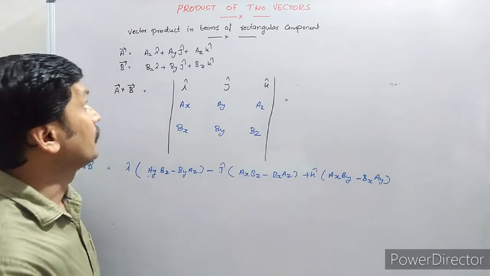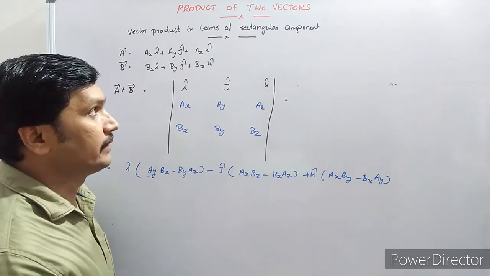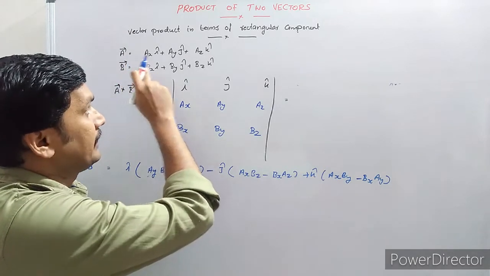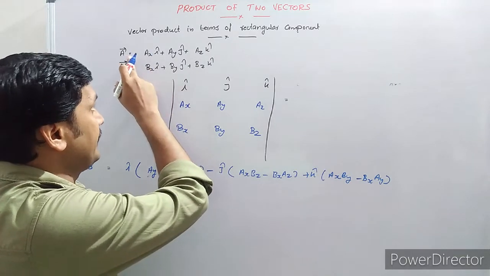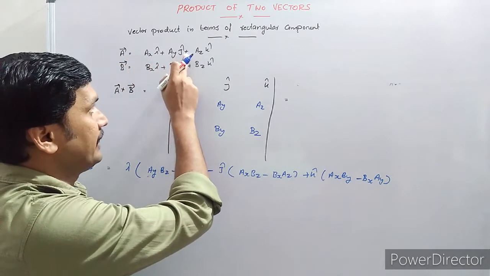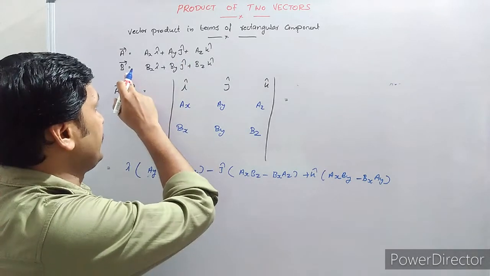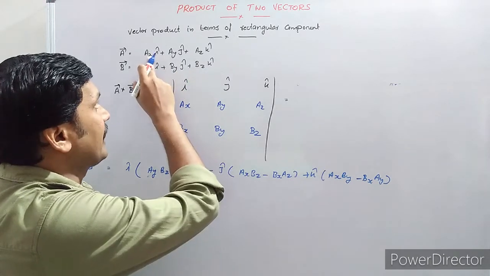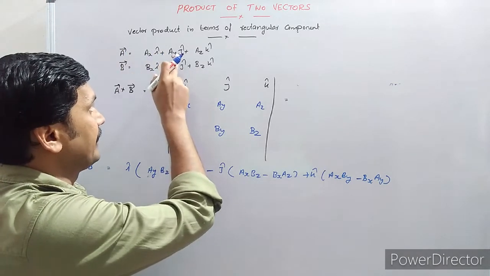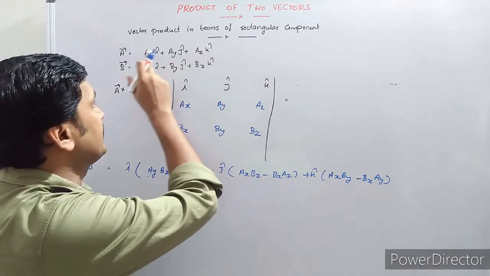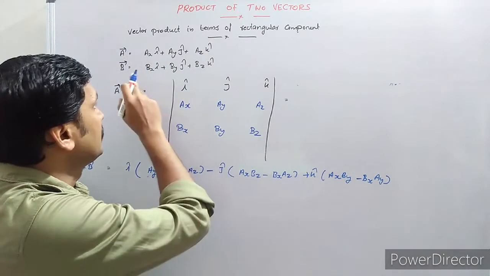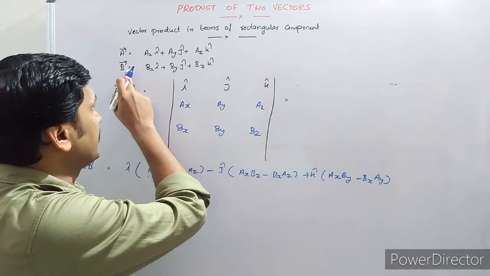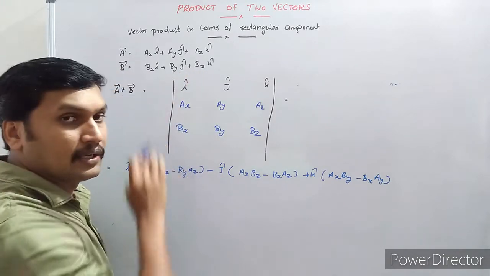Now let us see how to find the vector product in terms of rectangular components. Here two vectors a and b are given in rectangular form, that is vector a is equal to ax i plus ay j plus az k, and vector b is equal to bx i plus by j plus bz k. Ax i is the x component of a, ay j the y component, and az k is the z component of a. Similarly, bx i, by j and bz k are the x, y and z components of b.